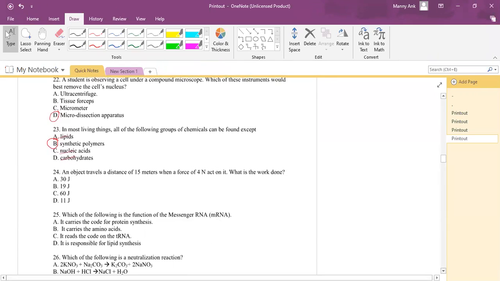24. An object travels a distance of 15 meters when a force of 4 newtons acts on it. What is the work done? Here you know the distance, you know the force. What's the relationship between work, distance, and force? We know that work done is equal to the force times the distance through which the force moves. Force times distance, that's work done. And the unit for work is joules. Okay, in your notes, the unit for work is joules. So I have 15 times 4, and that will give us 60 joules of work done.